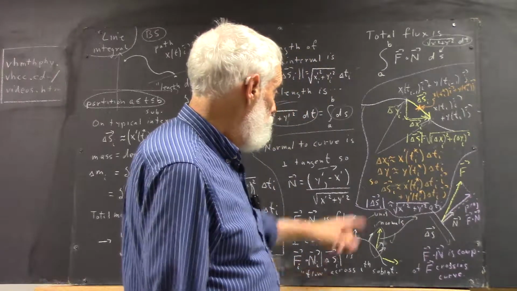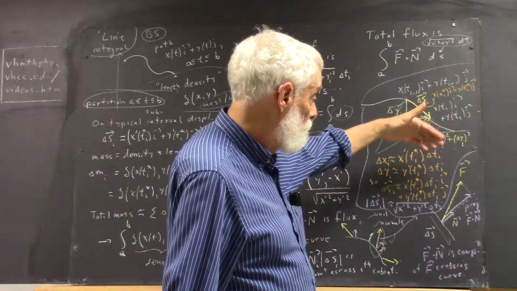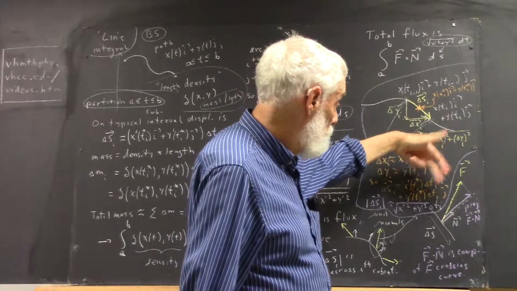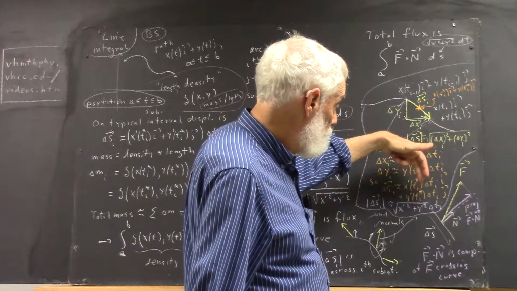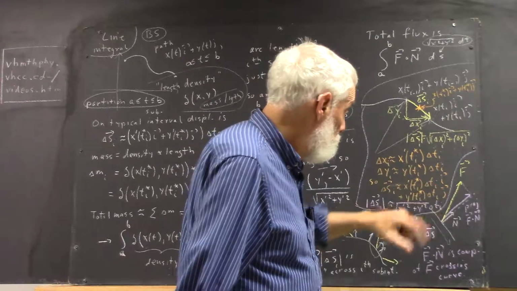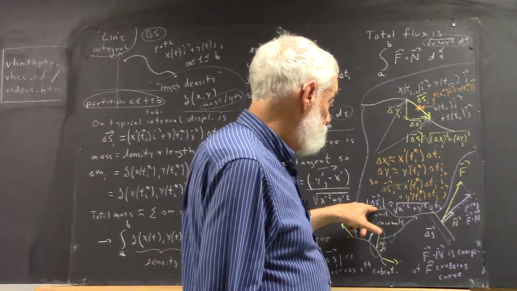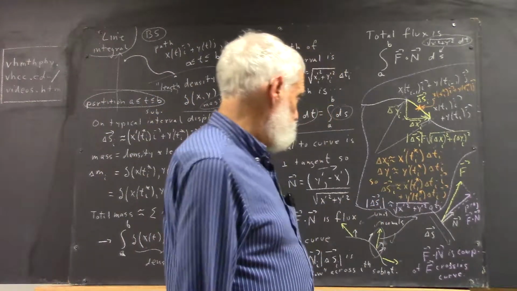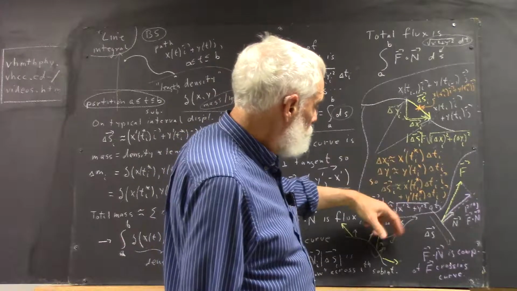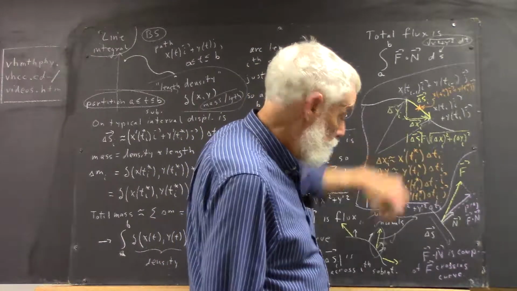So that our delta s sub i is approximately equal to x prime of t sub i star delta t sub i times i plus y prime of t sub i star delta t sub i, our approximation to the delta y sub i, multiplied by j. The magnitude of delta s sub i is then just the square root of the sum of the squares of this i component and this j component.